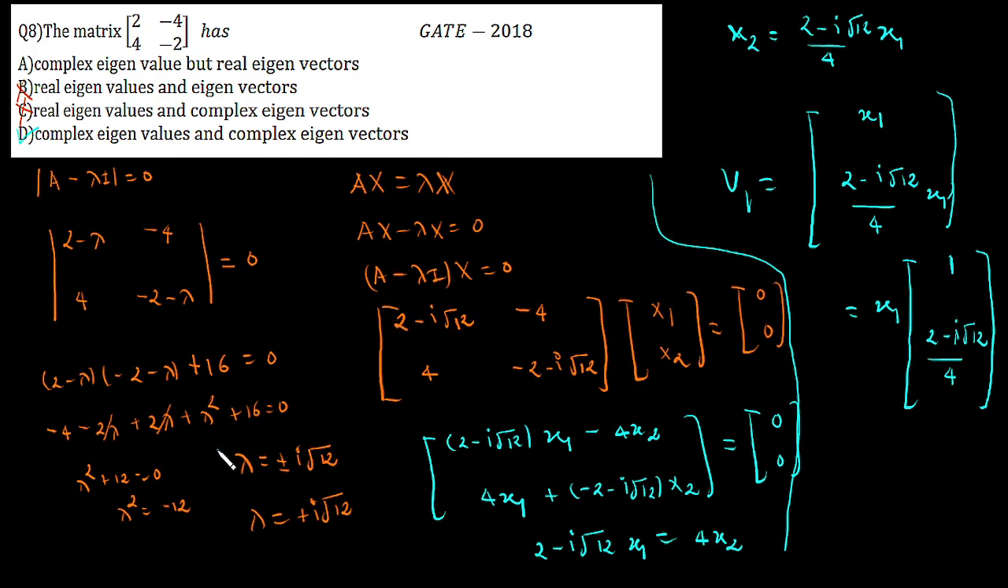The first step is there, where we have found the eigenvalue in this form, and the second step is this. We have found the eigenvector in a general way. So now option D is the correct one. Let's move to question number 9.